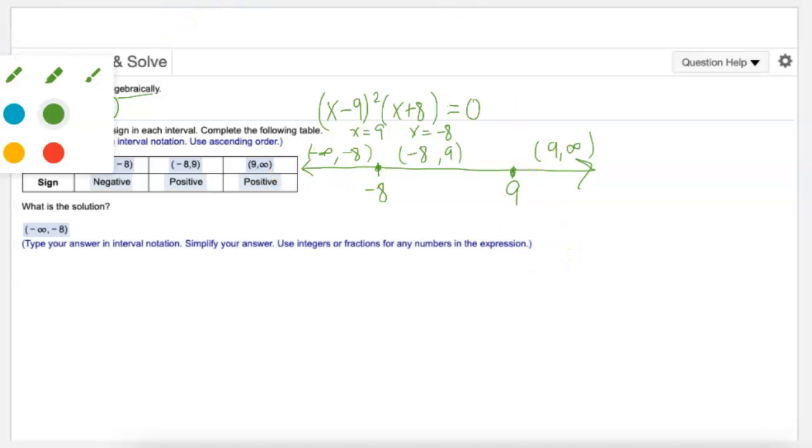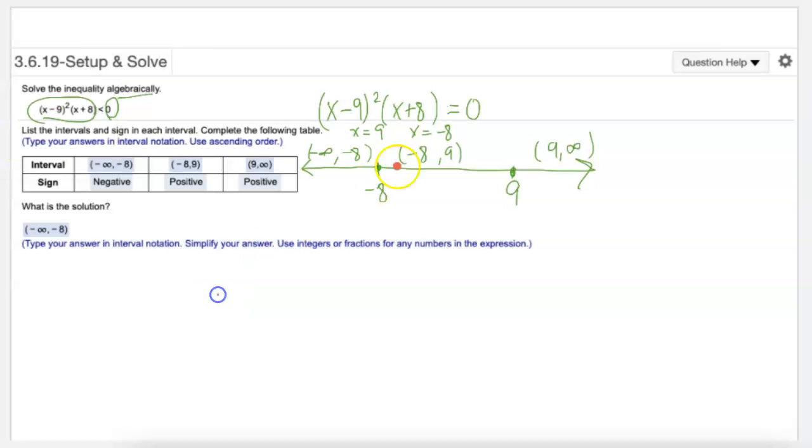The next thing you want to do is test a value within each region. And you get to pick what value you want to test. So let's say, for instance, you pick negative 10. That's a value that falls within this region. Anything you'd like. So test it by placing it into the function.